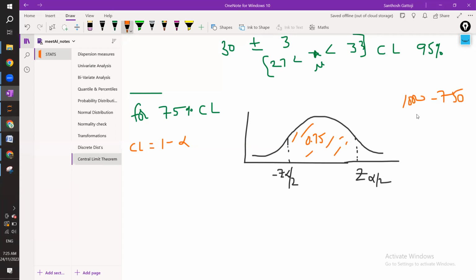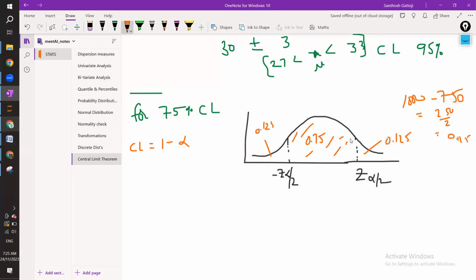So how much will be left, guys? 250. And by 2 sides, this side will be alpha by 2, this will be alpha by 2. So each side will get 125. That means in other words 0.125. So this side will be 0.125, and this side the area will be 0.125.